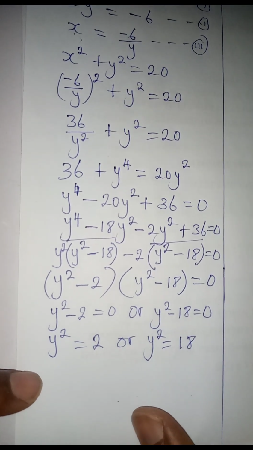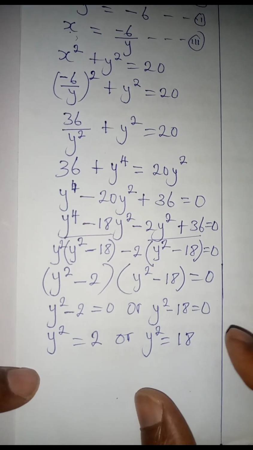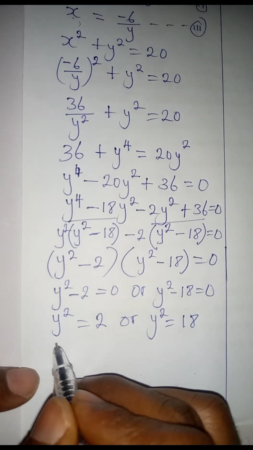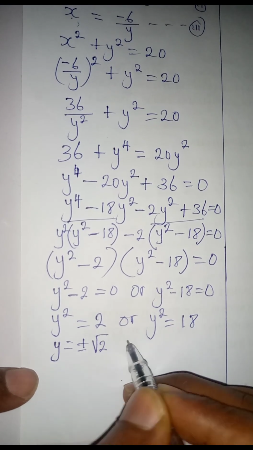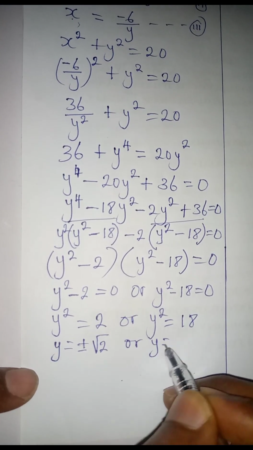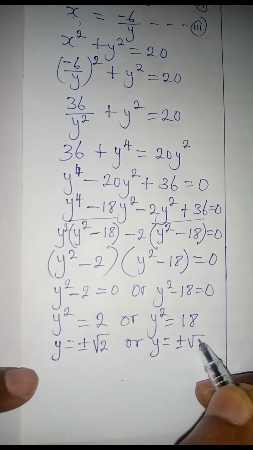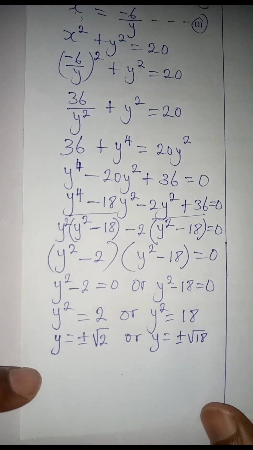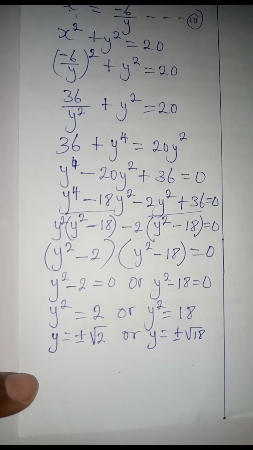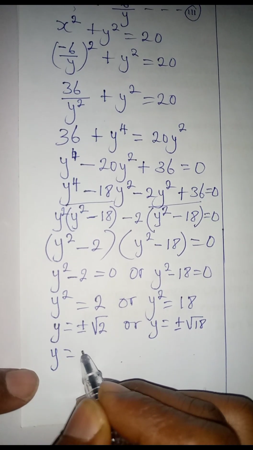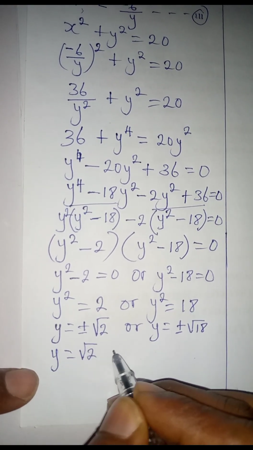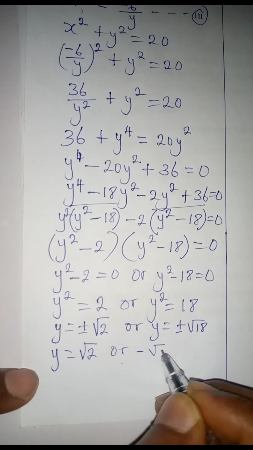So now I want to get the values for y, so that if I take the square root of both sides, it means that y will be equal to positive or negative square root of 2, or on this side, y will be equal to positive or negative square root of 18. Now, can I still break this further? Yes. So this means that y is equal to plus square root of 2 or minus square root of 2.